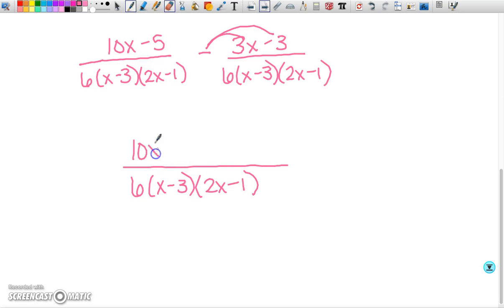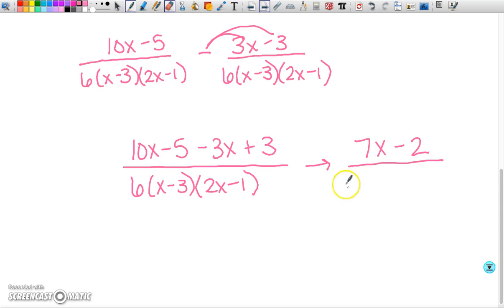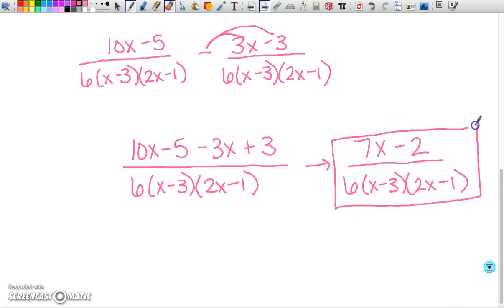And we have 10x minus 5. Distribute your negative to make it a negative 3x and a positive 3, so that your final answer would be 7x minus 2 over 6 times x minus 3 times 2x minus 1. And that is your final simplified answer of subtracting those two.